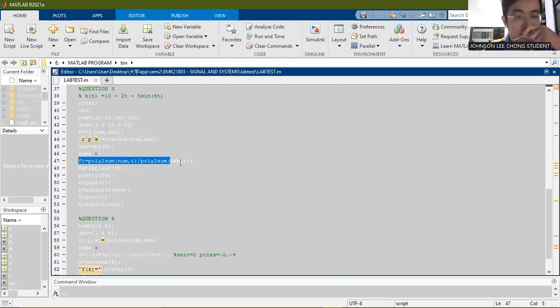After that, for this poly2sym, numerator T divided by poly2sym denominator T, it means that it uses the variable T to create the symbolic polynomial expression ft from the vector of coefficients of the numerator and denominator. Okay, so this one is easier.